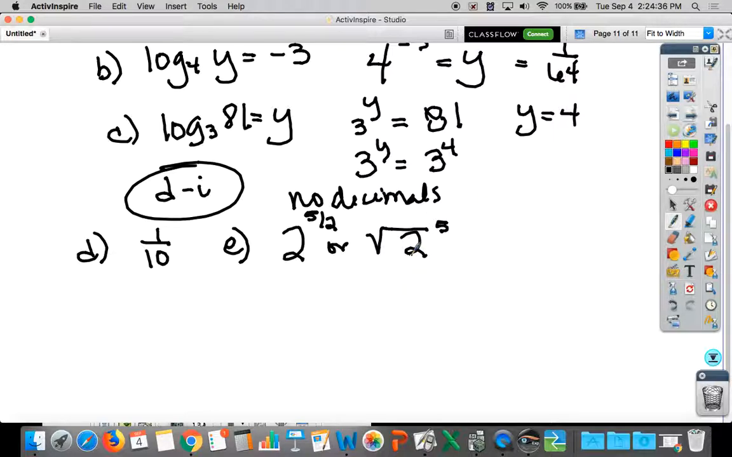Any questions on it? Because we got like 5.6. Oh no, I did not want a decimal. I wanted it left as a radical. Or like this. Yeah, no decimals. All right, F. F was 6.